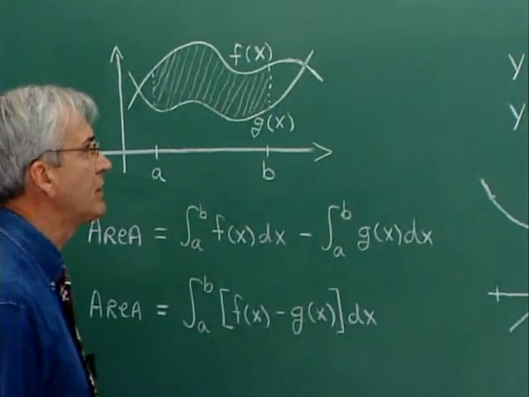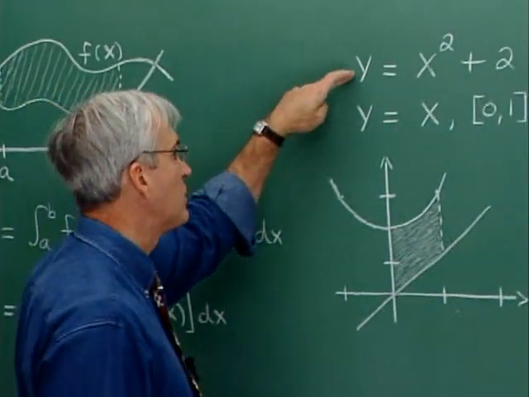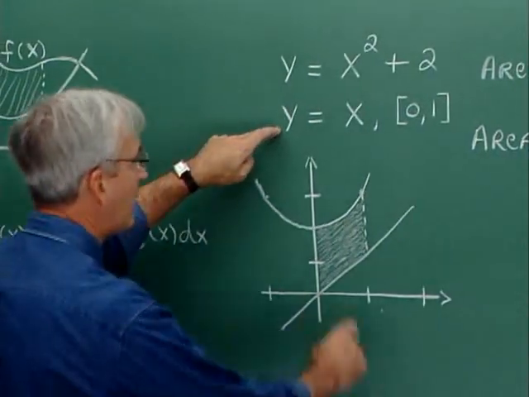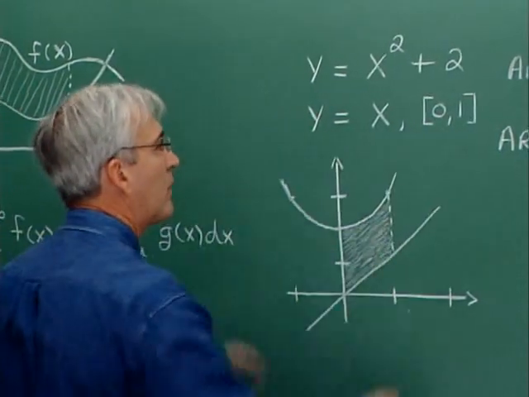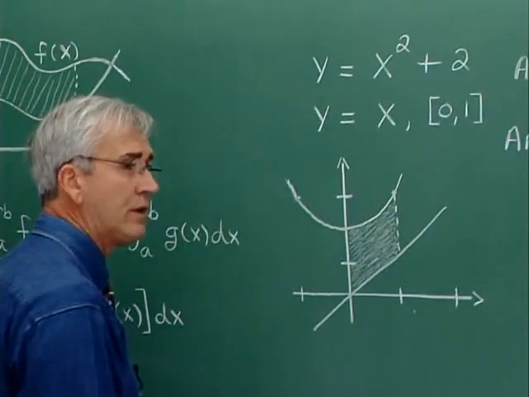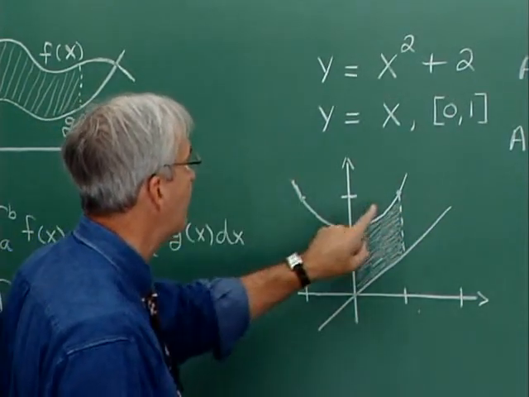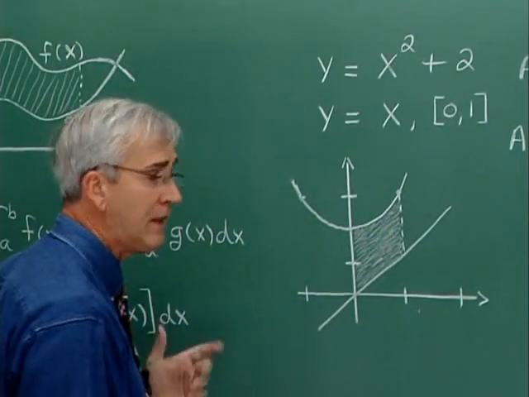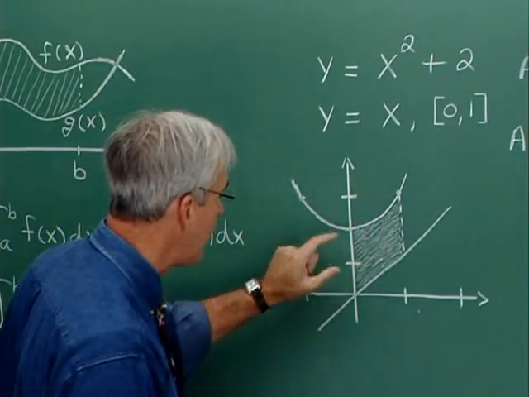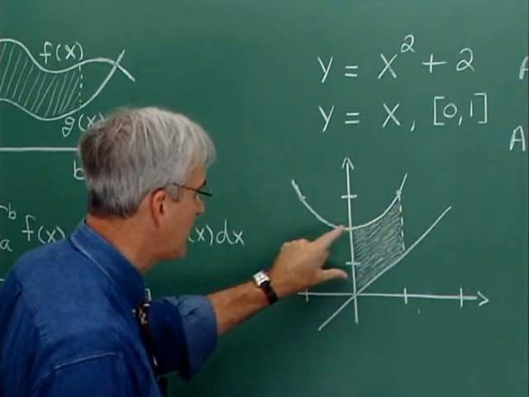Let's take an example or two. Suppose we have y equals x squared plus 2 and y equals x, and we're talking about the interval from 0 to 1. We want the area between the two graphs. Well, here's the graph of y equals x, and here's the graph of x squared plus 2. And the area between them within the interval from 0 to 1 would be this little area.